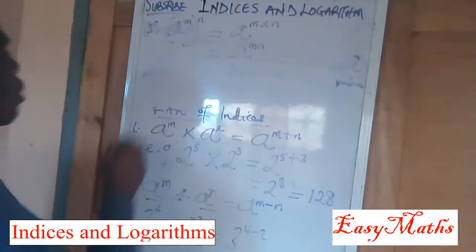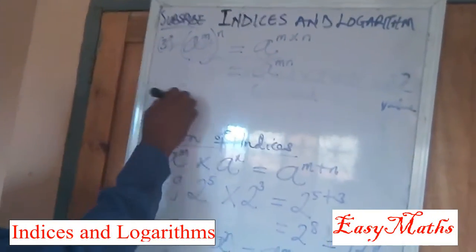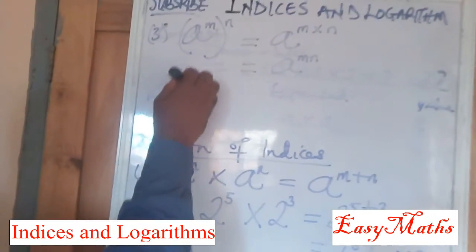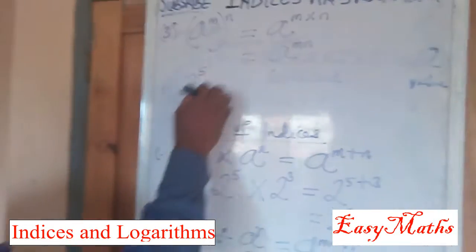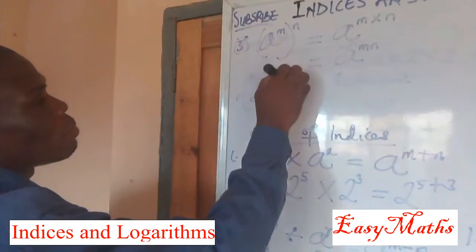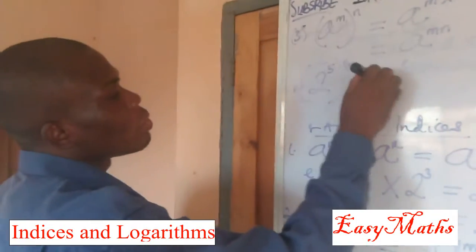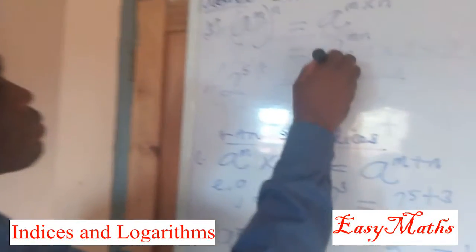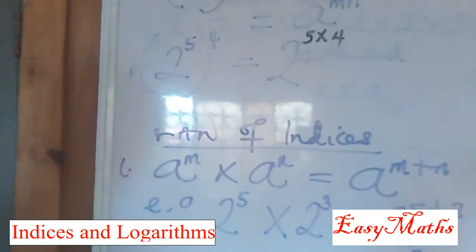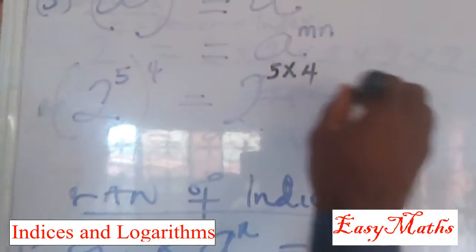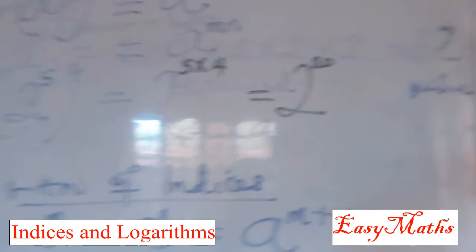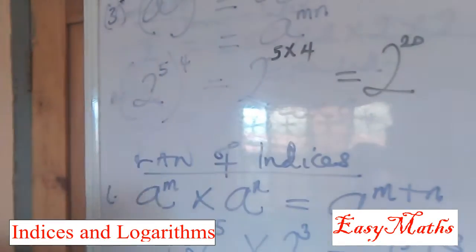This is why, in case you have 2 raised to power of 5, all raised to power 4, that gives us 2 raised to power 5 times 4. That will give us 2 raised to power 20. I hope it's getting clear now. So that is it. That is the power law.